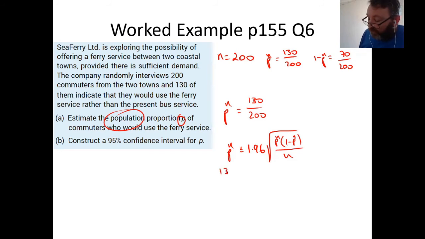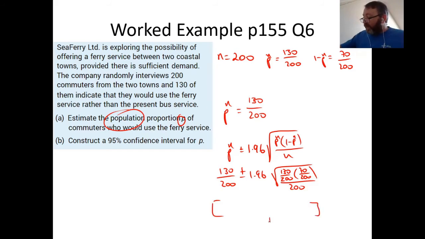So it'll be 130 over 200 plus or minus 1.96 times the square root of 130 over 200 multiplied by 70 over 200, all over 200. And that's going to give me the upper and the lower end of my 95% confidence interval.